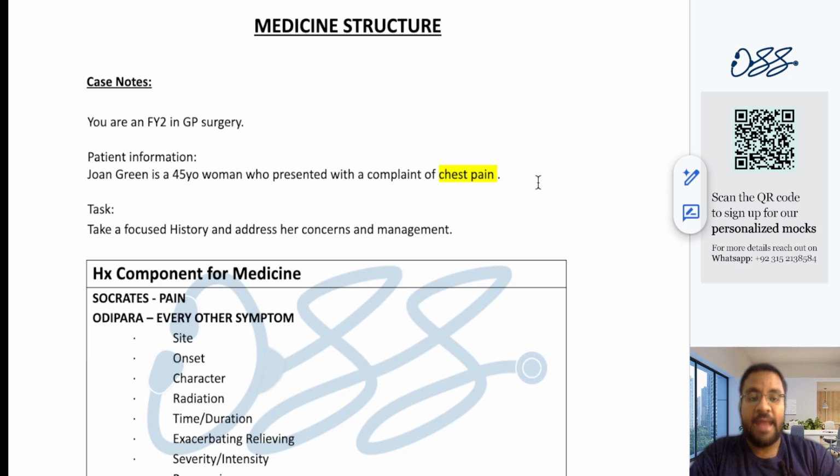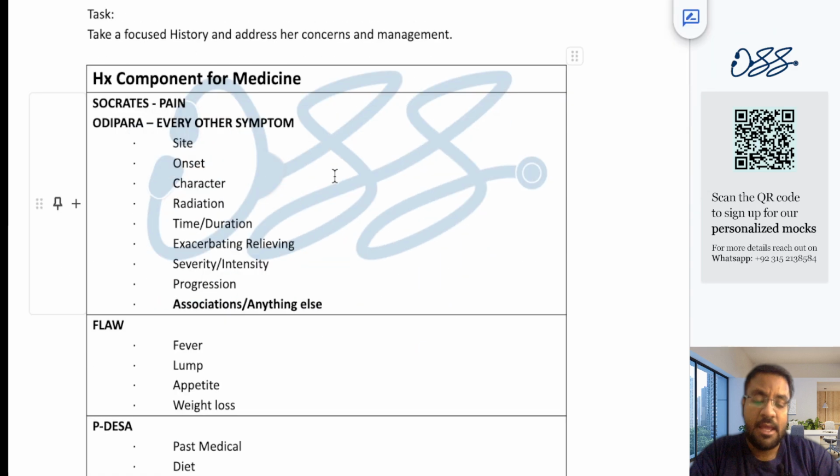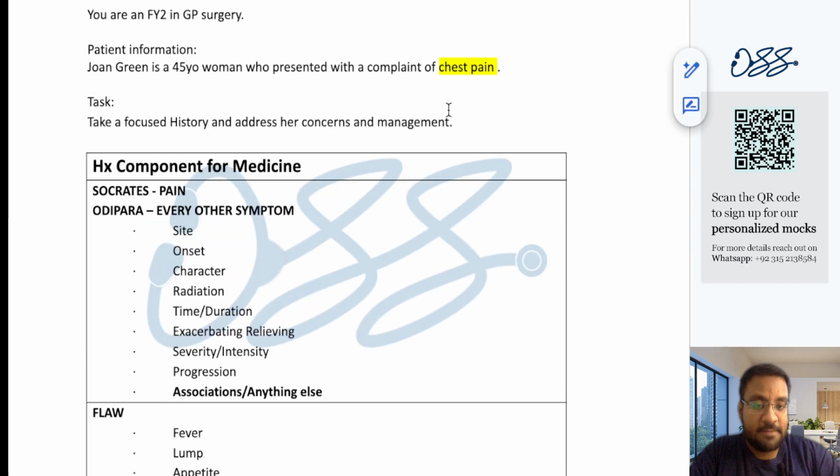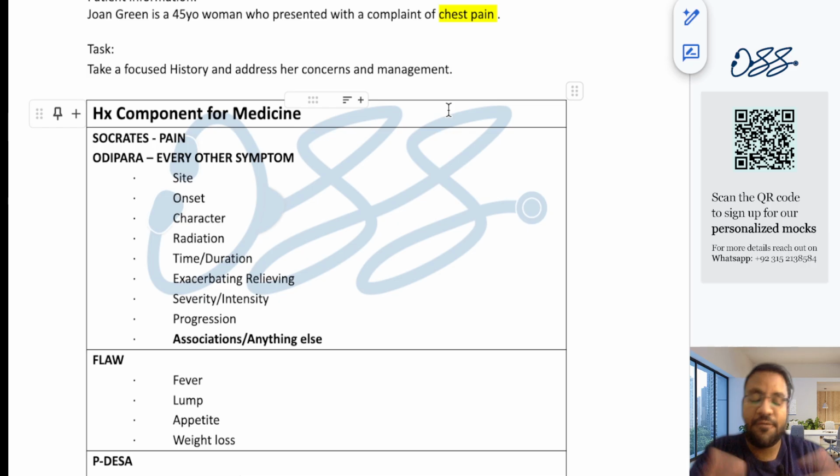Once you are done with the introduction and the rapport building, you ask the open-ended question: Mr. Yon, can you please tell me more about it? They are going to give you a few answers, and they might address some of the questions that are there in this structure. But nevertheless, you still have to follow the layers that I am going to share with you.